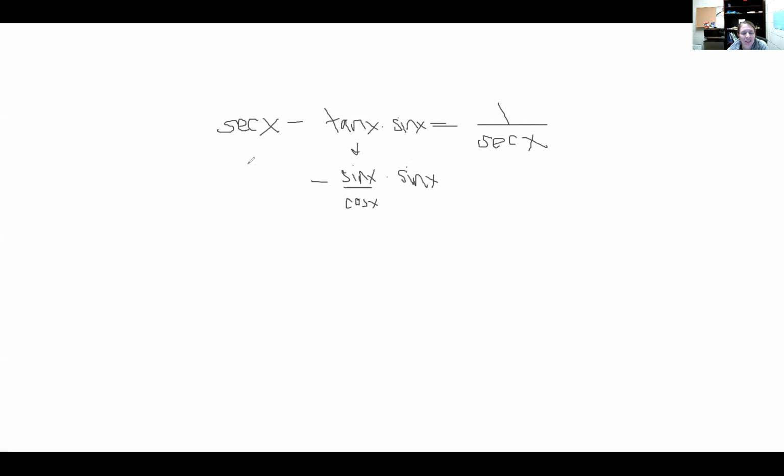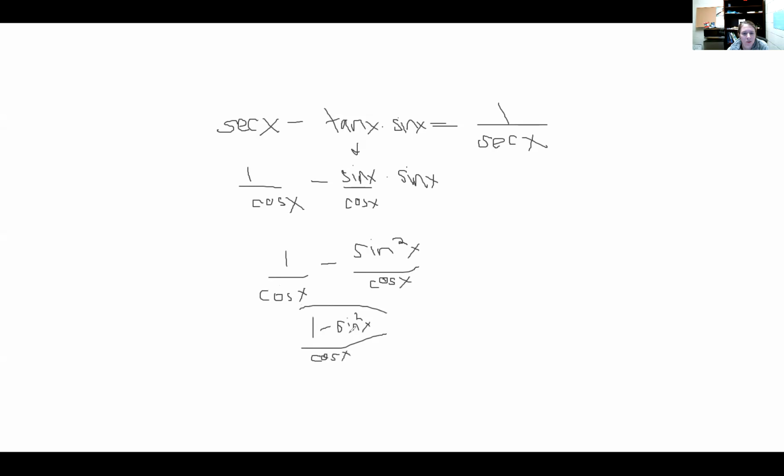And then I know secant is the same thing as 1 over cosine, right? So sine times sine is going to be sine squared, okay? So this becomes sine squared of x over cosine. And we have a common denominator here already, so I don't have to do anything else. So I end up with 1 minus sine squared of x over cosine of x.